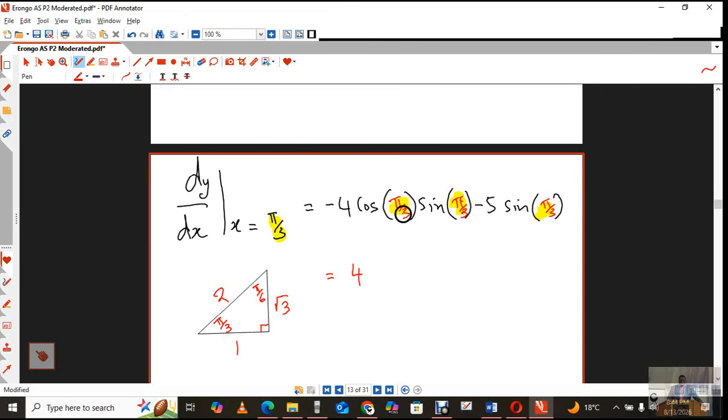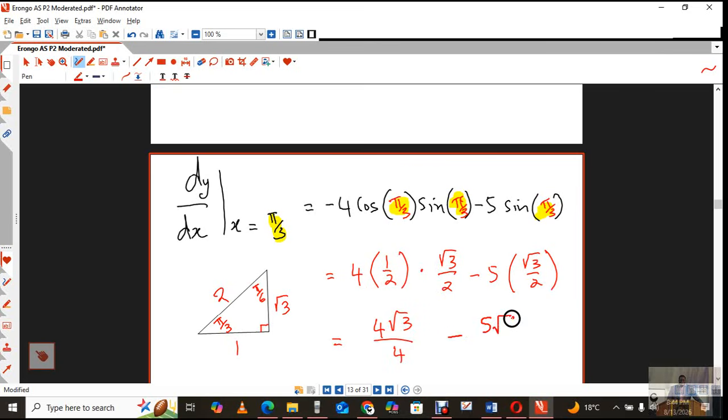The cosine of pi over 3 is 1/2 from here, cosine, adjacent over hypotenuse, times the sine of that. The sine of that is root 3 over 2. You can use a calculator to verify. And the sine of that, again, as we said, is root 3 over 2. So this is what we are dealing with. In terms of multiplying numerators, I'm going to have 4 root 3 over 4, the 4's cancel, minus 5 root 3 over 2. Are you with me so far?